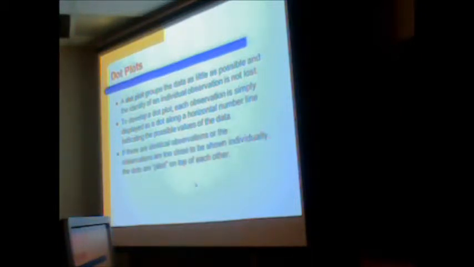A dot plot groups data as little as possible to identify individual observations. Those individual observations are not lost. All I do is dot everything so I can see how my data looks. To develop a dot plot, each observation is simply displayed as a dot along the horizontal number line.